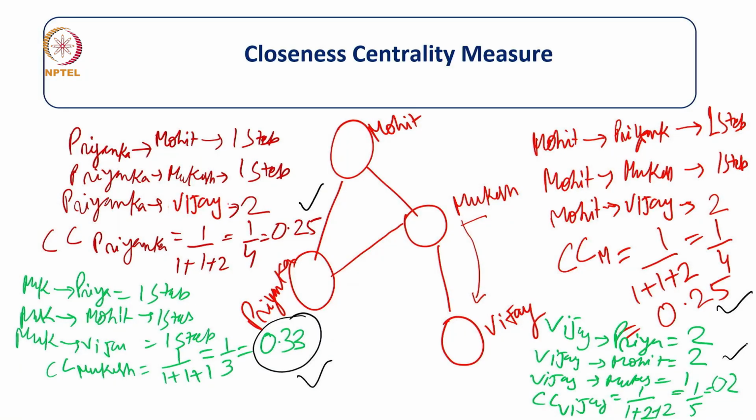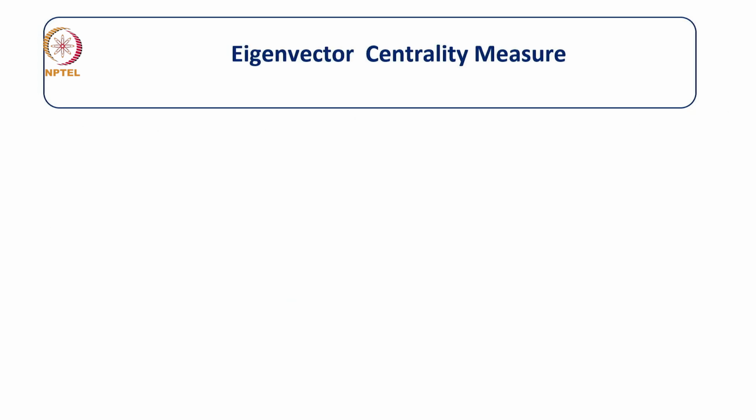It has a closeness centrality measure of 0.20, and the other two nodes have the same closeness centrality measure. So they are equally connected. Okay. So there is another measure known as eigenvector centrality measure.